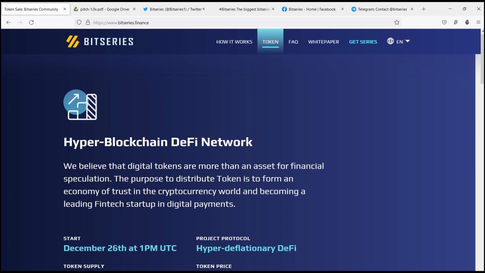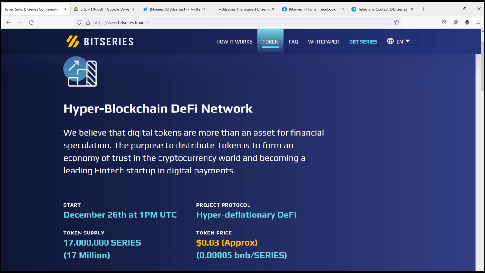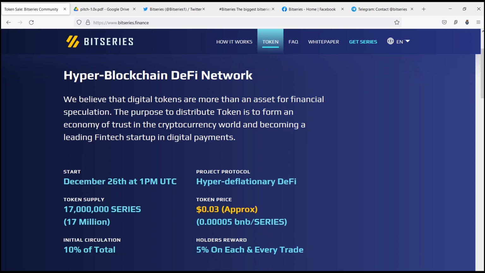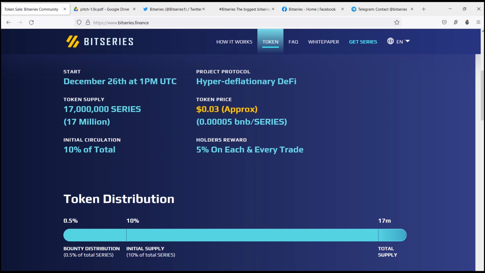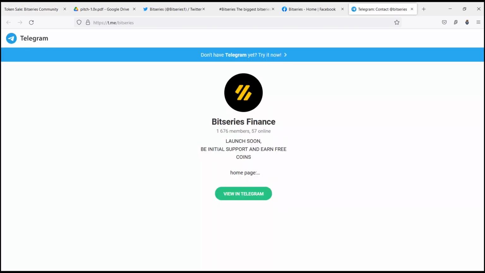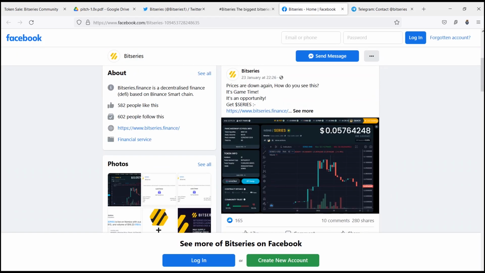In addition, Bitseries crypto is environmentally friendly because it does not require any special hardware or software to mine. Anyone can mine it using their computer's CPU. Bitseries crypto also has a low transaction fee, which makes it more affordable than other cryptocurrencies.